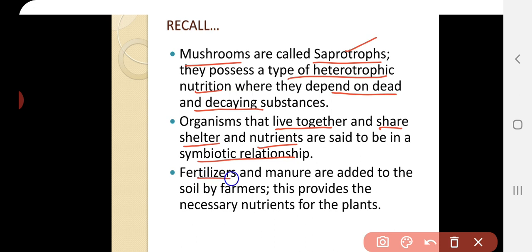And next, manure and fertilizers are added to the soil by the farmers. So this replenishes the soil with the nutrients, and this provides the necessary nutrients for the plant.